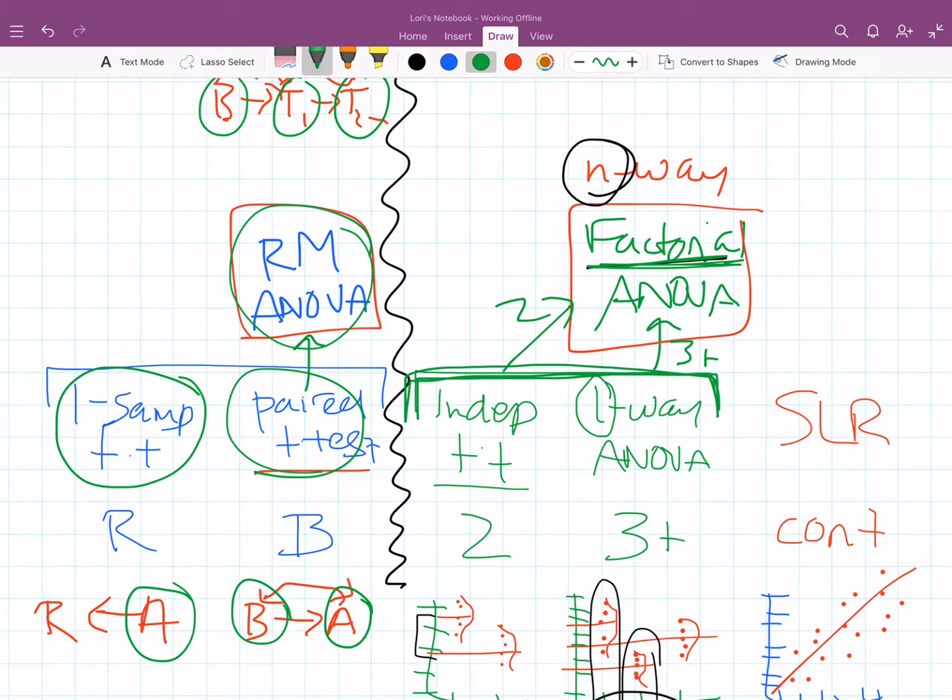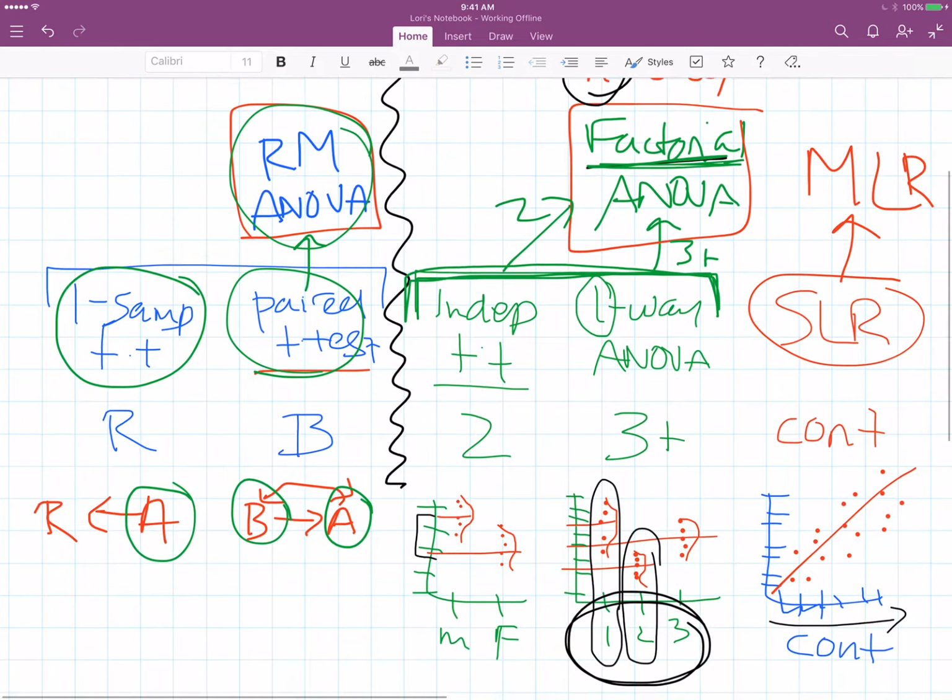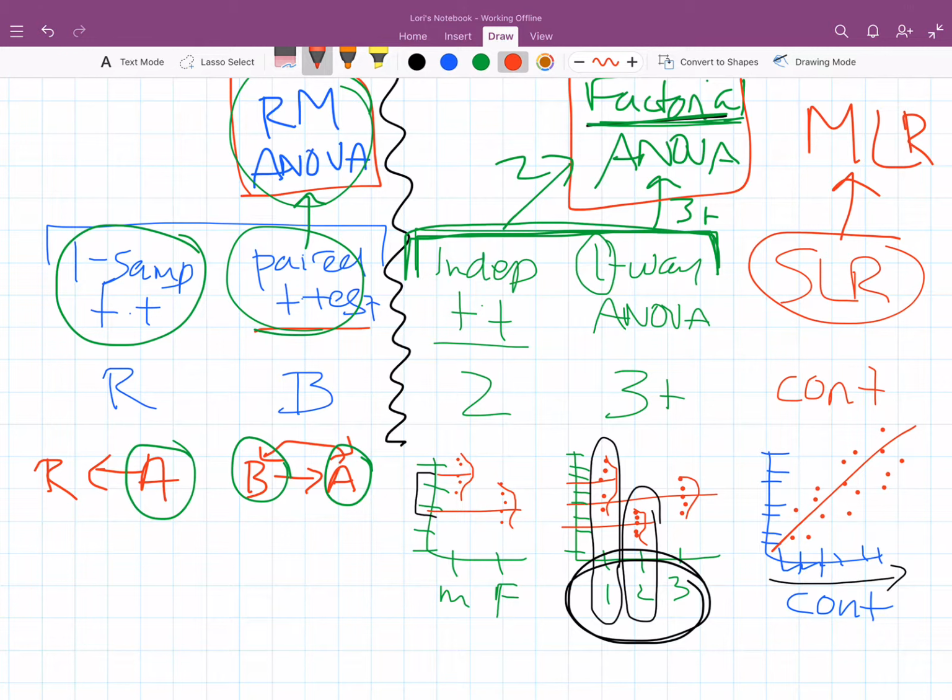So that's where the Factorial ANOVA comes in. The next kind of test that we can use that has more than one predictor variable is called multiple linear regression. And we basically take our simple linear regression and we can add more variables and call it multiple. And so in our very basic example, we had only one continuous variable as a predictor. In multiple linear regression, we can put 2 continuous variables or 3 or 10 or however many we want.